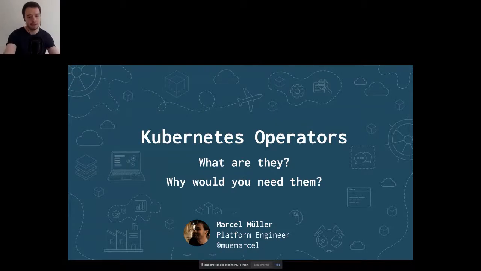Kubernetes operators. I wanted to give kind of a talk that is more on the introductory side. So what are they and why would you need them? You will see throughout the talk that we also get into deeper topics, but my main interest here was to give you a baseline of what operators really are, because I think a lot of people have seen operators all over the place, but maybe don't quite understand what they are. And then why would you need them? Why would you use them? And when does it make sense for you?